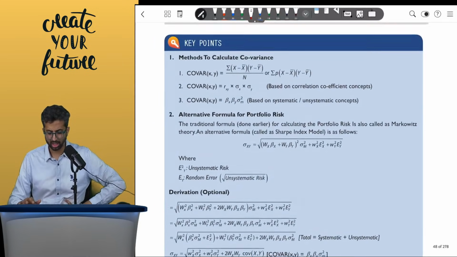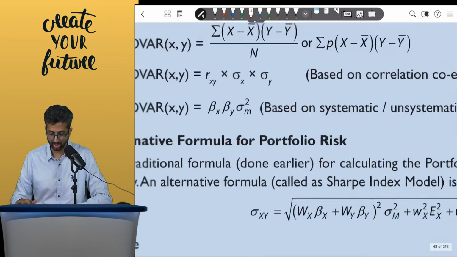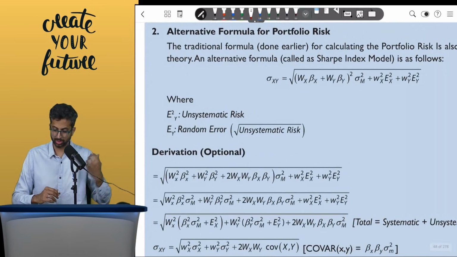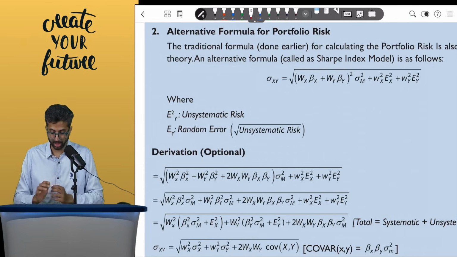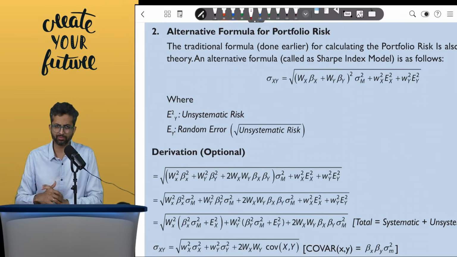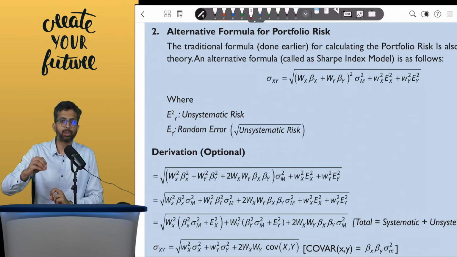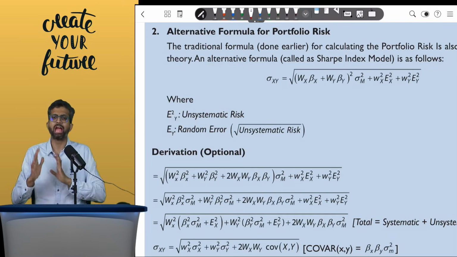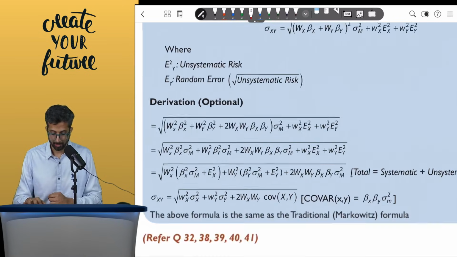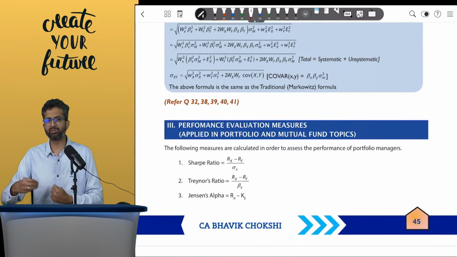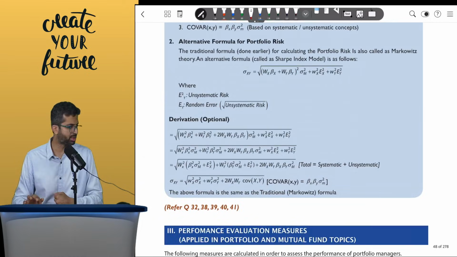As we have discussed earlier, there are 3 ways in which covariance can be calculated, as you can see over here. And there are 2 ways in which portfolio risk can be calculated. The first formula that we studied over here was called the Markowitz formula. The second formula is the Sharpe index formula, in which case you will take the portfolio beta squared into the variance of the market, which will give you the systematic risk of the portfolio, plus weight squared of each security into the unsystematic risk in squared terms for each security, and that will also give you exactly the same portfolio risk. In general, you can follow the Markowitz model unless you have been given random error, etc., in which case you can probably use this model.